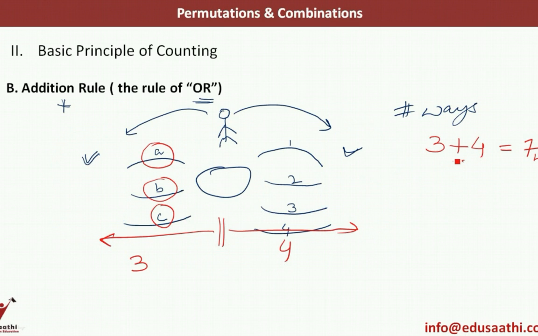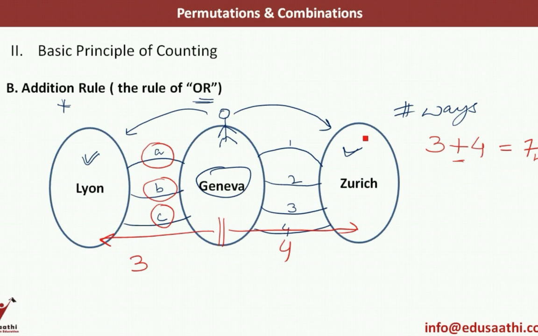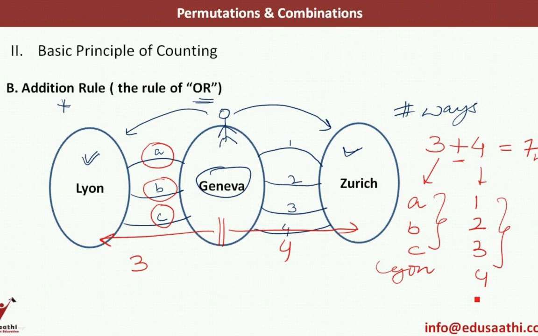And what are the ways here? Sorry for that. What are the ways here? The three ways are either I take A, or I take B, or I take C. The three ways to go to Lyon. Or the four ways, I take either the route number 1, or the second route, or the third route, or the fourth route. These are the ways I can exit to Zurich. So the total number of ways is 7 ways.